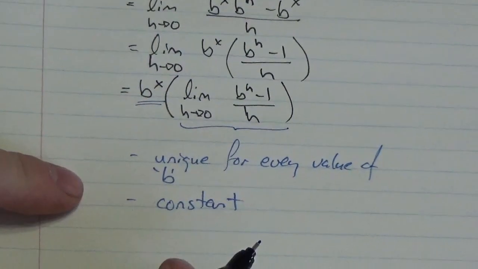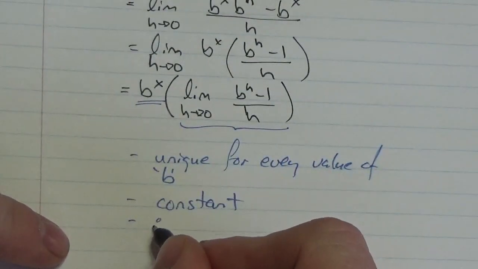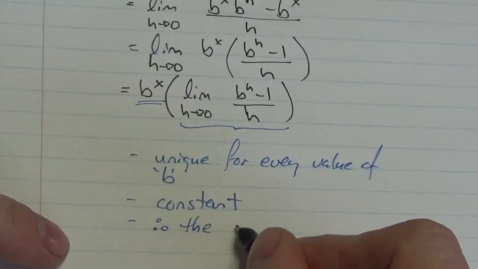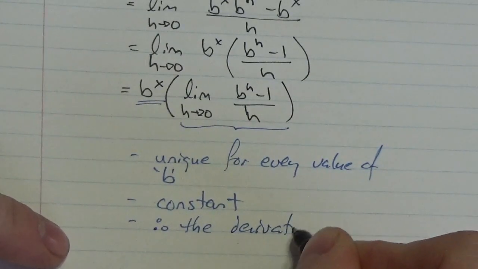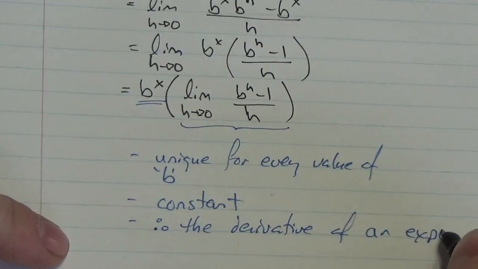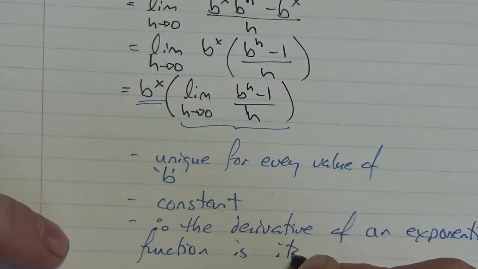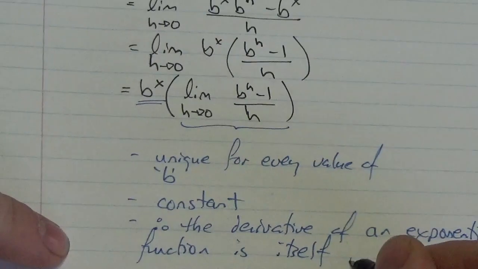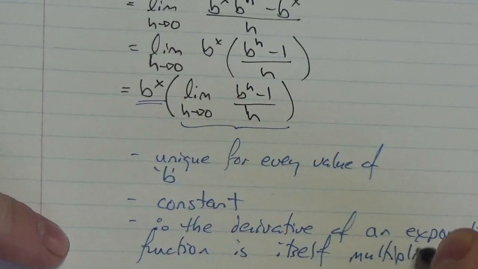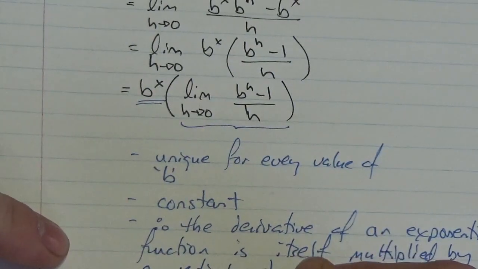Now, having said that, because that's a constant, notice what this says. Therefore, the derivative of an exponential function is itself multiplied by a vertical stretch factor.